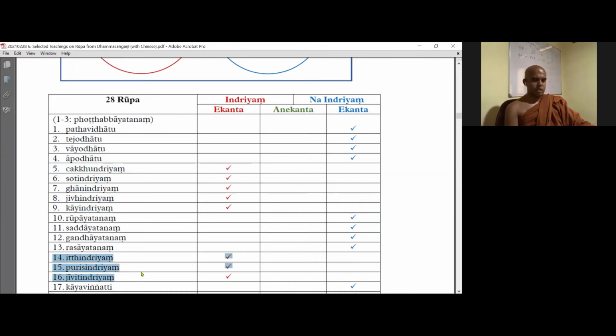Now you can see what the 8 are: chakkhundriya, sotindriya, ghanindriya, jivhindriya, kayindriya, the five sense faculties. Itthindriya, purisindriya, jivitindriya. Itthi and purisa are the male and female sex faculties, and jivitindriya is the life faculty. Those eight rupa must be indriya rupa. All other rupa are called na indriya rupa.